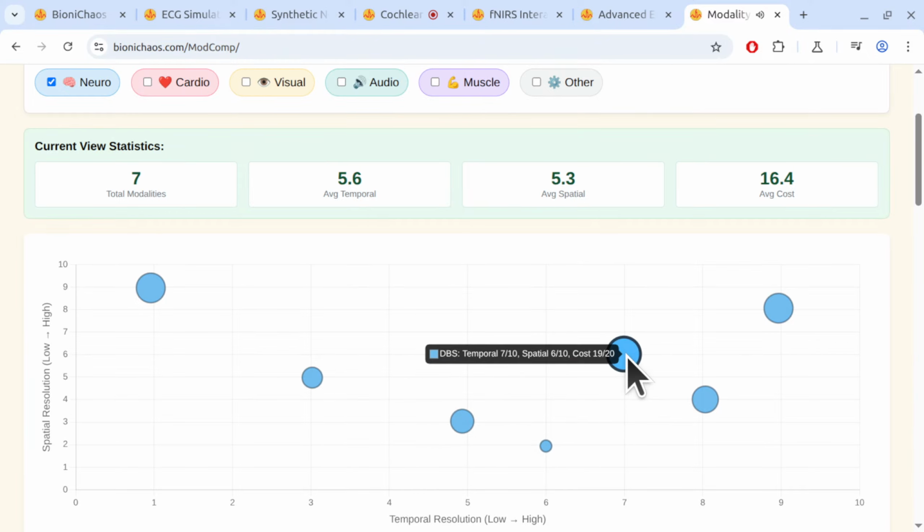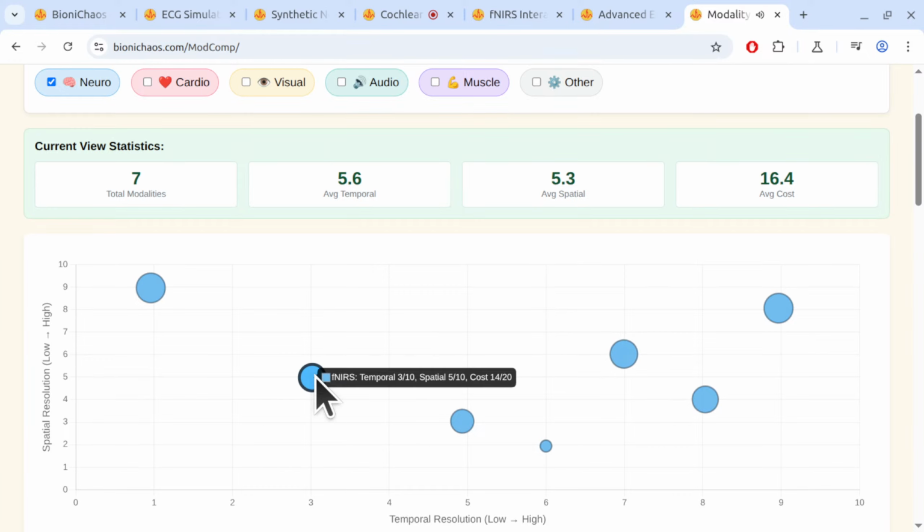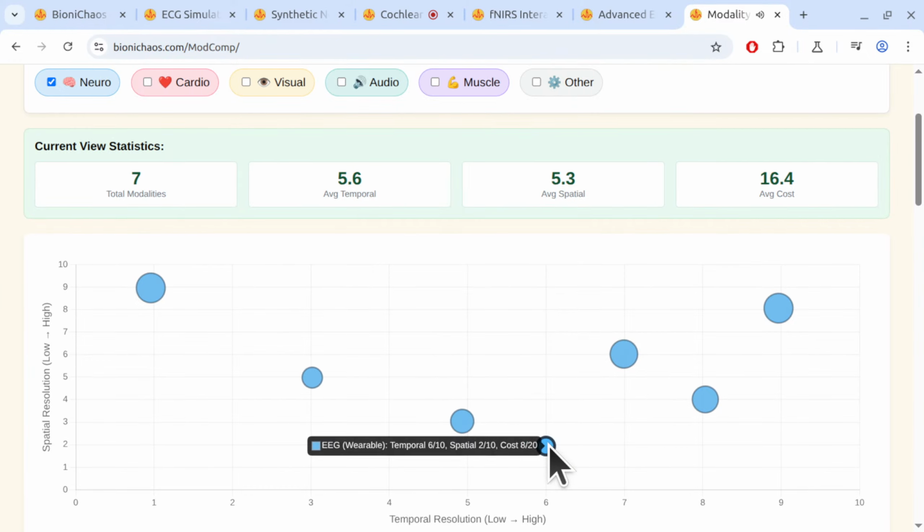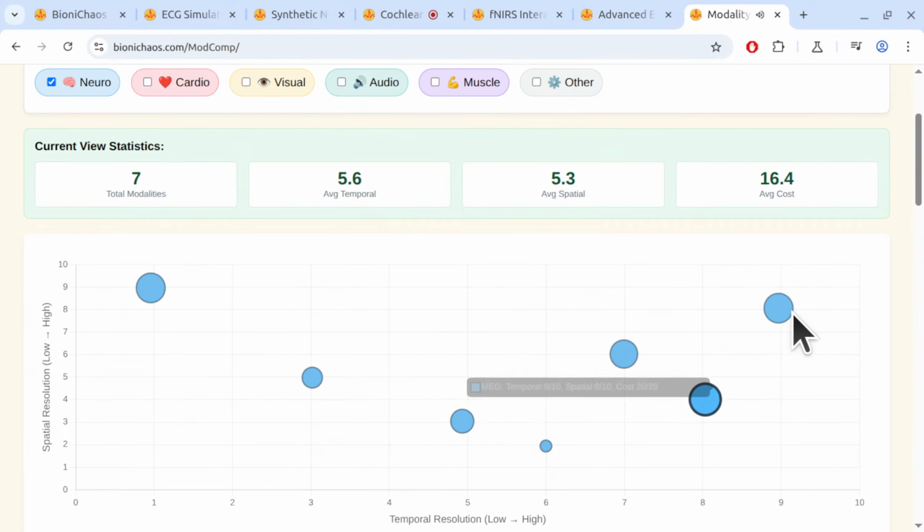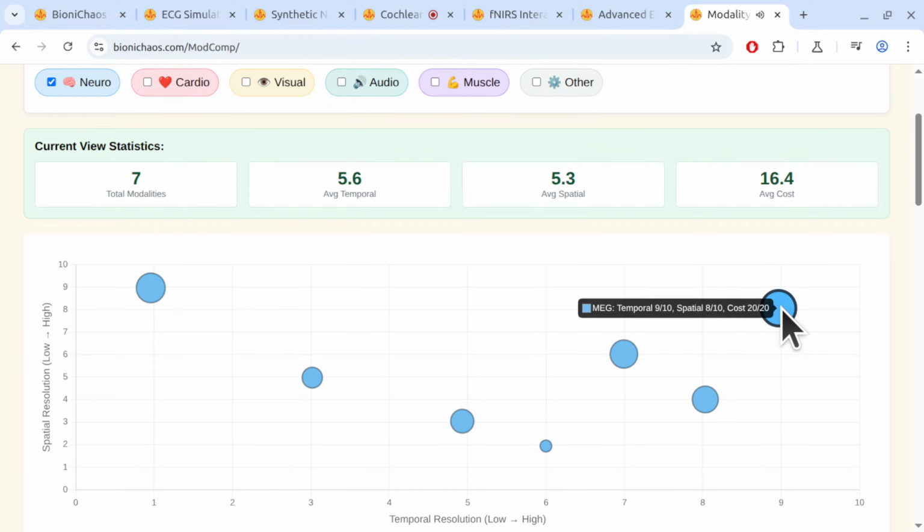You've got magnetoencephalography, amazing speed, right? 9 out of 10, temporal. Pretty good spatial, too, 8 out of 10. Cost, maxed out, 20 out of 20. Used for mapping brain activity second by second. Okay, speed demon. And fMRI.